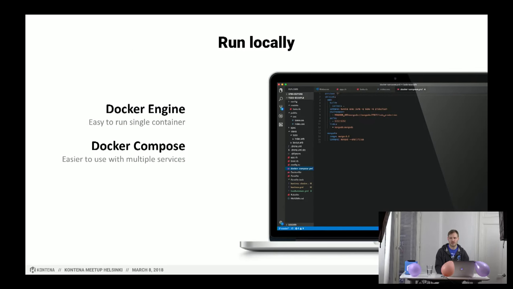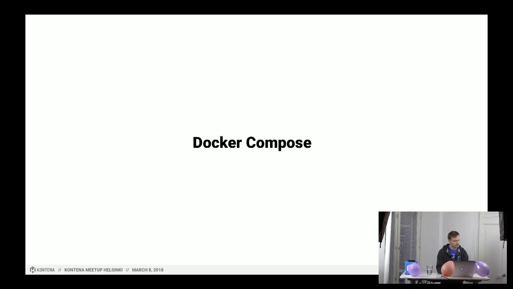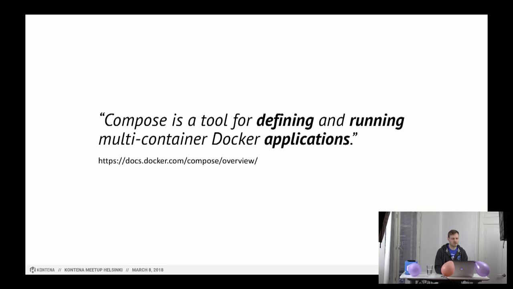So when we have a Dockerfile, we can run a Docker container based on that on a local machine. We have basically two options. We can use the Docker engine, like use CLI commands to run or build the container. Or we can use Docker Compose. It's very handy, especially when we have multiple services, like our application service and databases, and we want to run those at the same time. So from these two options, I'm using Docker Compose. And Docker Compose is a tool for defining and running multi-container Docker applications.